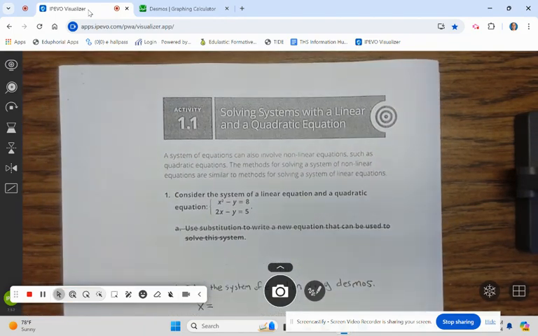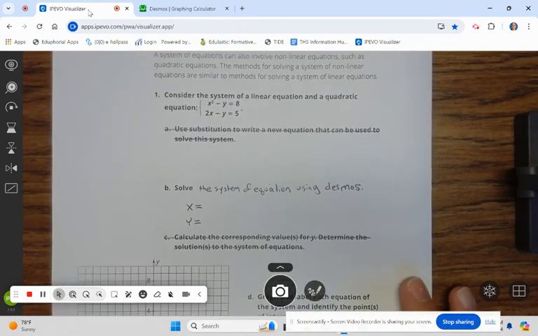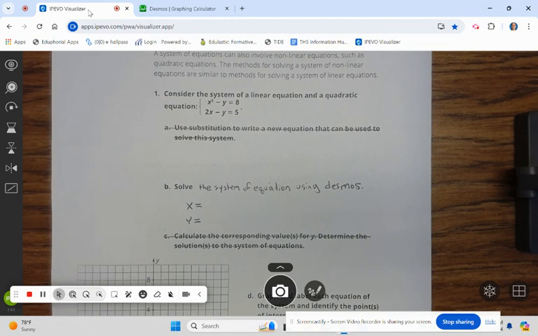Activity 1.1, solving systems with linear and quadratic equations. A system of equations can also involve nonlinear equations such as quadratic equations. The methods for solving systems of nonlinear equations are similar to methods for solving a system of linear equations. 1. Consider the system of linear equation and a quadratic equation. Go ahead and mark out A. And let's go ahead and solve the system of equations using decimals. So let's go ahead and do that.